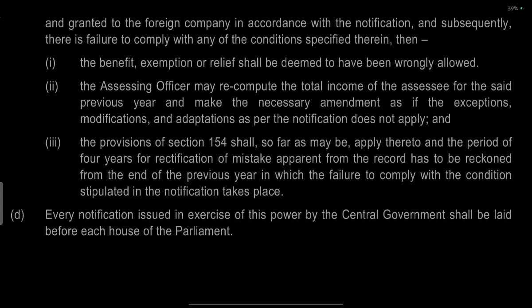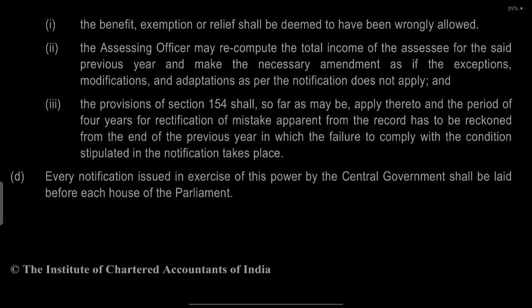The assessing officer may recompute the total income of the assessee for the said previous year and make the necessary amendments as if the exemption, modification or adaptation of the notification does not apply. The provisions of section 154 shall, so far as may be, apply thereto, where a period of 4 years for rectification of mistake apparent from the record is reckoned from the end of the previous year in which the failure to comply with the conditions stipulated in the notification takes place.